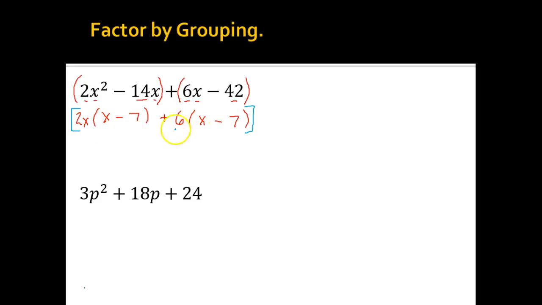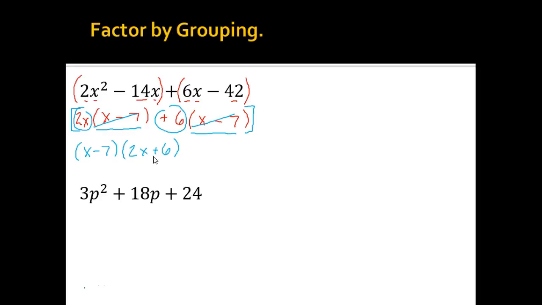And what do those two groups have in common? Well, they both have an x minus 7. So if I take out the x minus 7, I divide that out from here and here, what's left over in the brackets is the 2x and plus 6. And there it is. There's my two binomial factors for this polynomial.